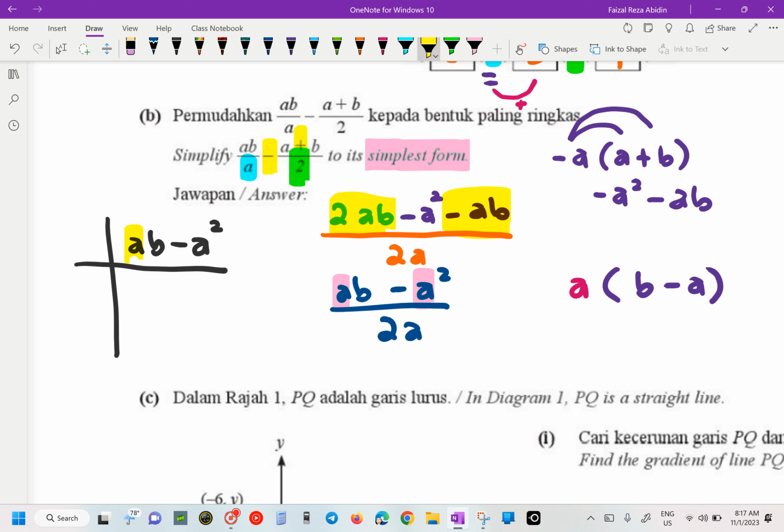So, which one is going to be the same? A. So take out A. So what is going to be here? B. This one has another A, right? So you're going to get A times B minus A. That one is expand.